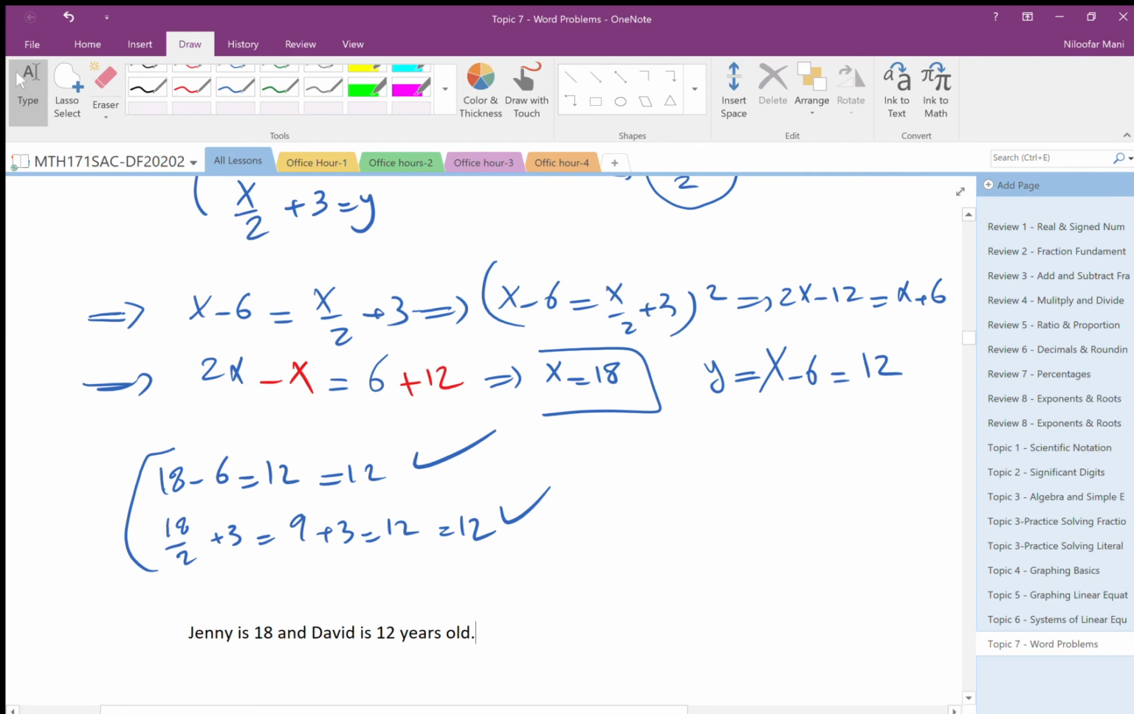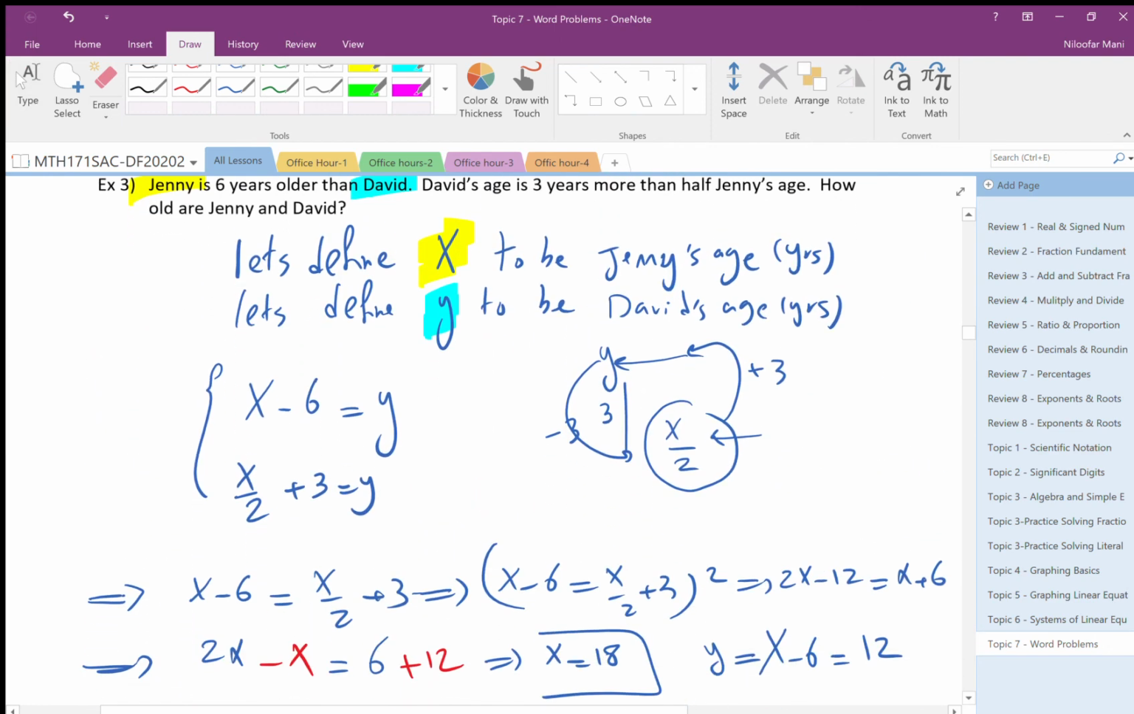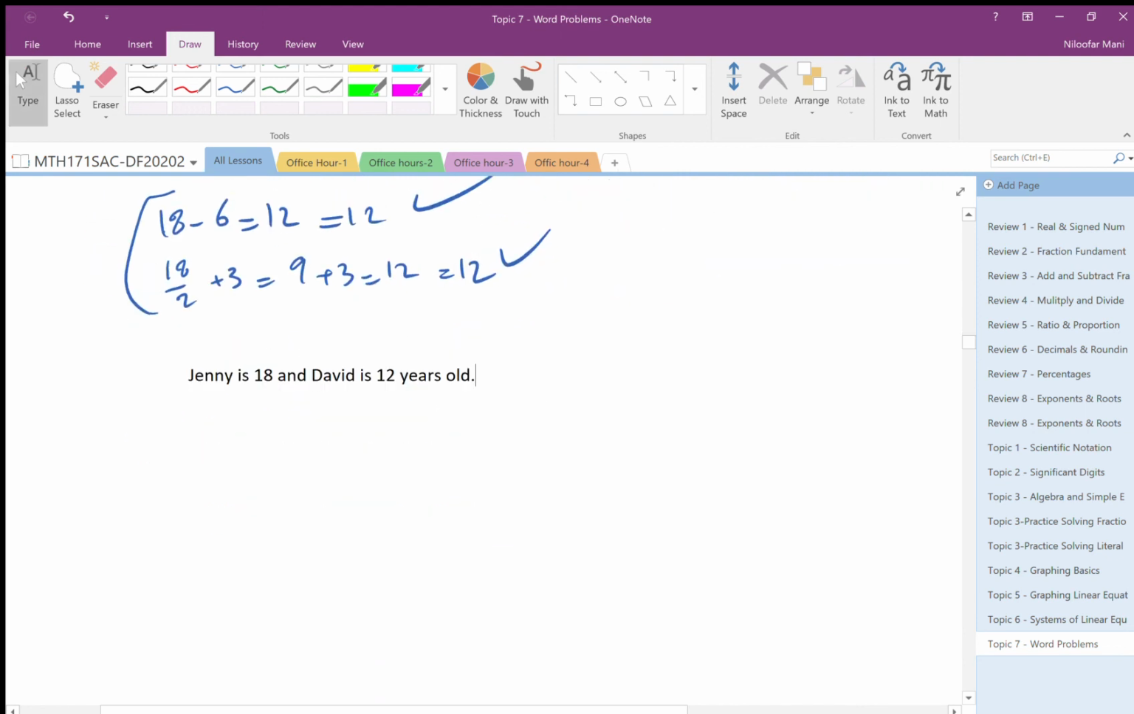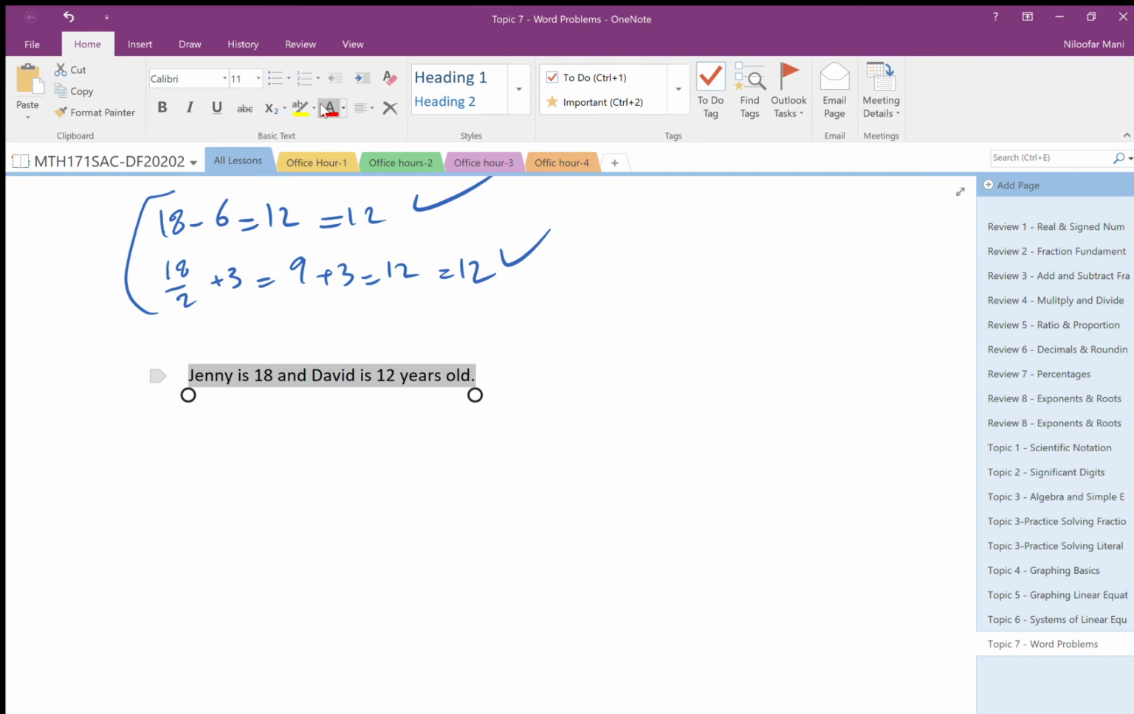So I read the question and understand the type. I read a second time and translate. Before translation, I define my variables. Now I do the math part. I check my answer and then I write a conclusion sentence. For the conclusion sentence, I don't just say the answer is 18 and 12. No, no. Your conclusion sentence must be informative enough to tell me what was going on in the question.